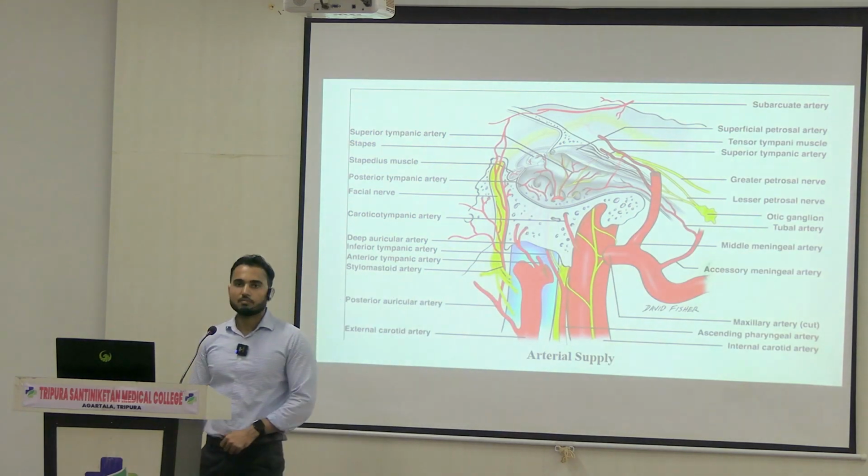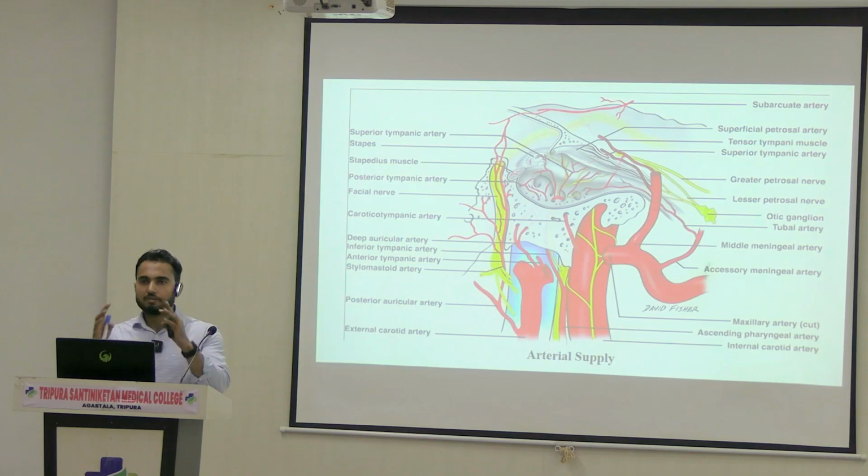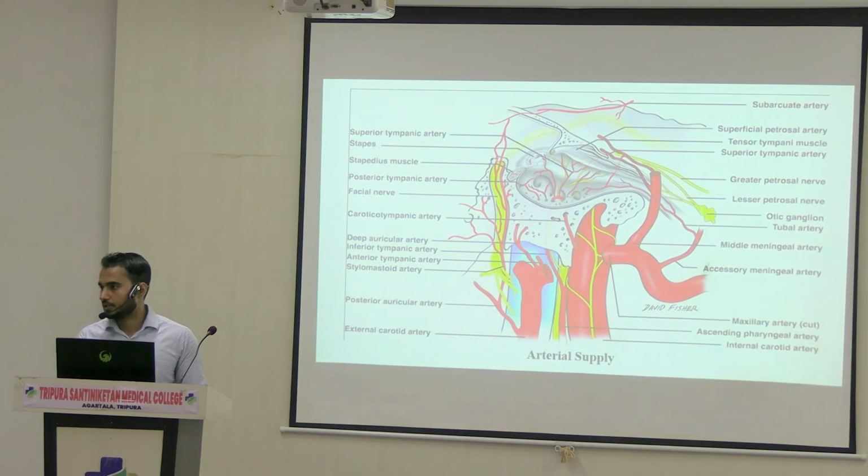Okay, this is the middle ear cavity. Can you see the blood vessels which are going and supplying the middle ear cavity? So mainly you can see branches from the maxillary artery. Okay, can you locate the maxillary artery? Look, this is the maxillary artery. So branches from the maxillary artery.